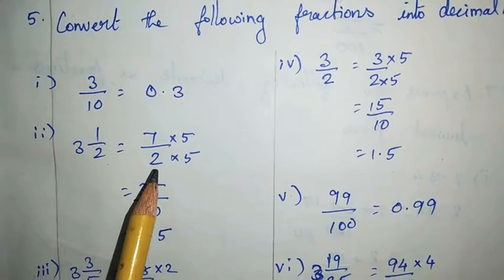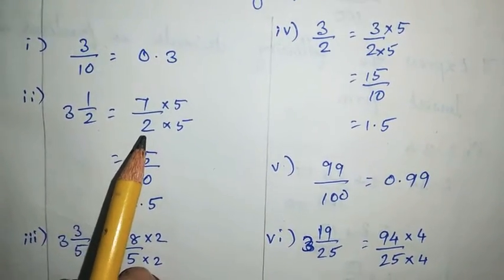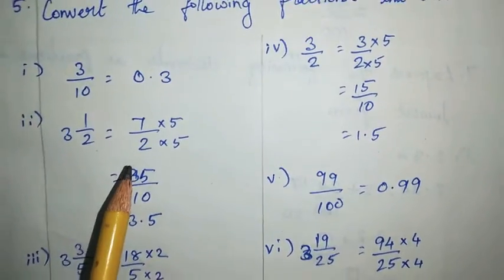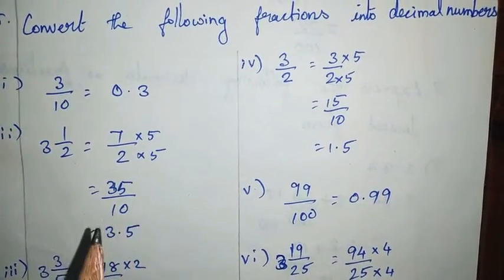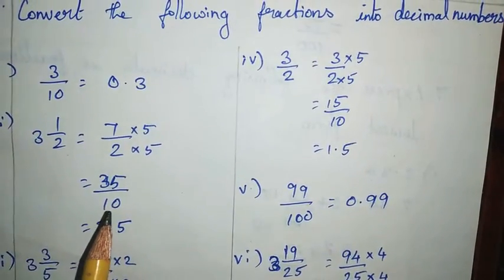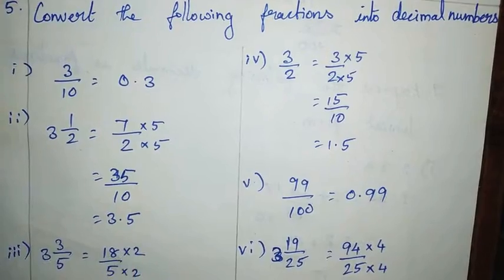The denominator is not a multiple of 10. So we are going to convert this denominator to 10. For that we are multiplying both the numerator and denominator by 5. We will get 35 by 10. Now this fraction can be written as the decimal 3.5.